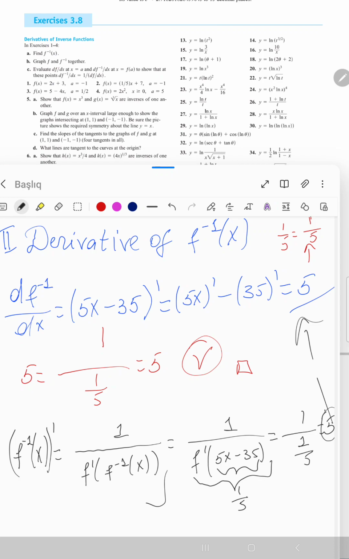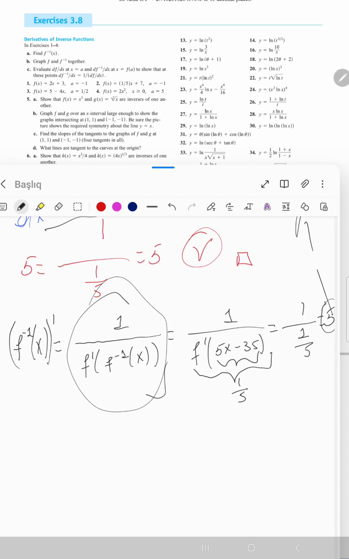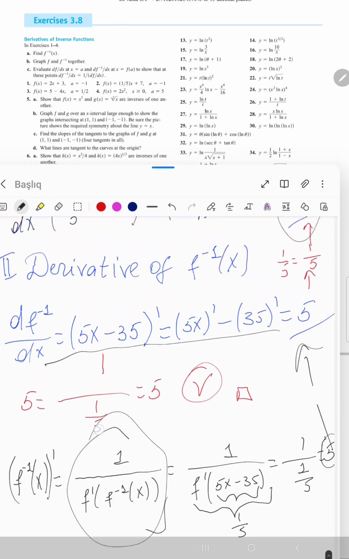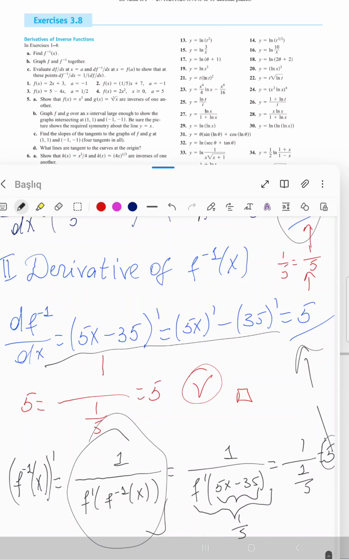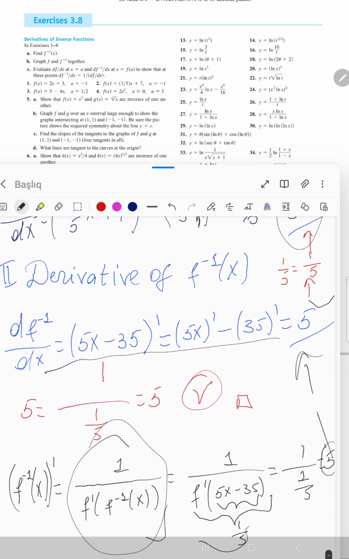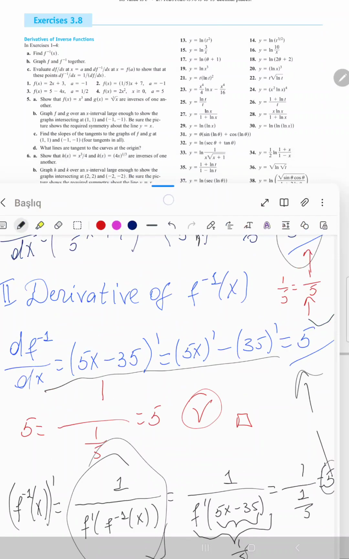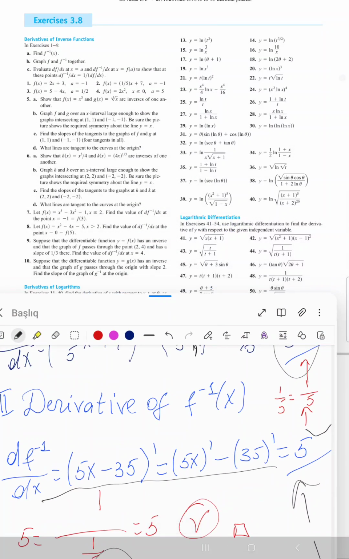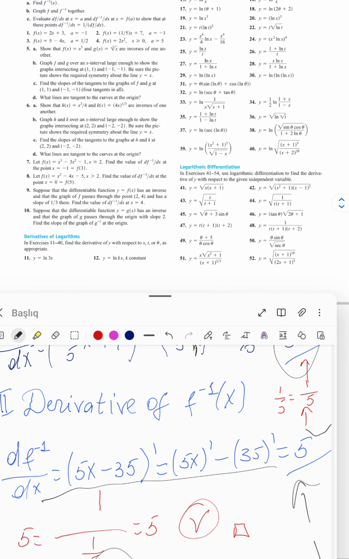So you can use your formula, or you can find the derivative of the inverse function in this way. It doesn't matter. Just remember this formula. But these are easy functions. When you have complicated functions, you will see that it's much easier using this formula than this way. Okay, we will solve these problems probably on Sunday, but I just want to show you some examples.